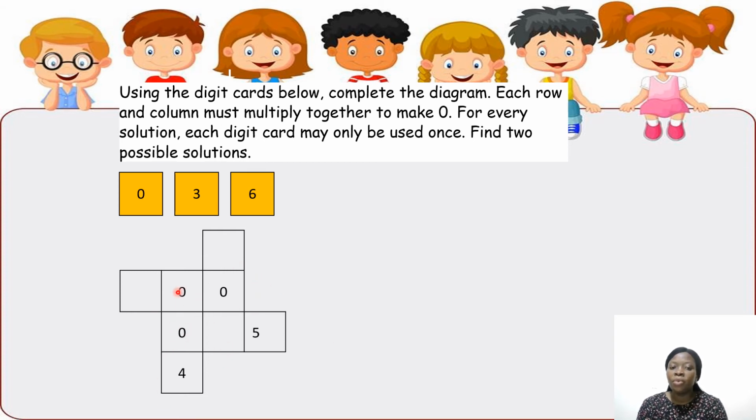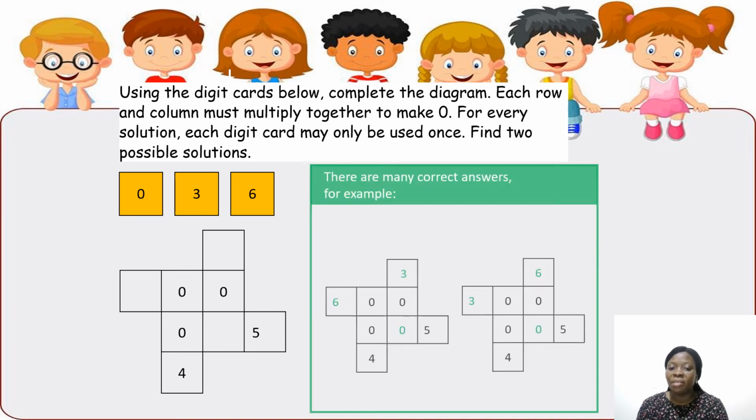So what number do we multiply by 0 to make 0? We could use 3, we could use 6, because 6 multiplied by 0 is 0, 3 multiplied by 0 is 0. Now what number do we multiply by 0 here to give us an answer here? It could still be 3, it could still be 6. If I use 6 here, then definitely I'm going to use 3 here because the digit card can only be used once. So 3 times 0 will give us 0. Okay, let's see the two possible answers.